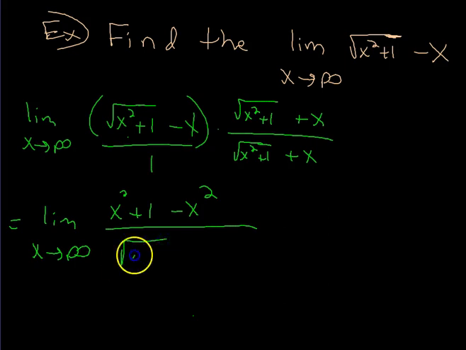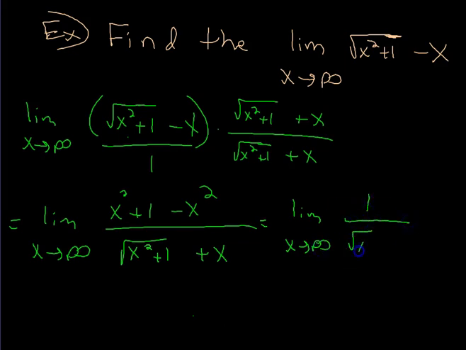The denominator would be the square root of x squared plus 1 plus x. And you might recognize that these negative x squared and positive x squared cancel. So it's now the limit as x approaches infinity of 1 over the square root of x squared plus 1 plus x. It looks a little bit simpler, but the only thing is now we've got a limit at the top, and the limit at the top is 1.